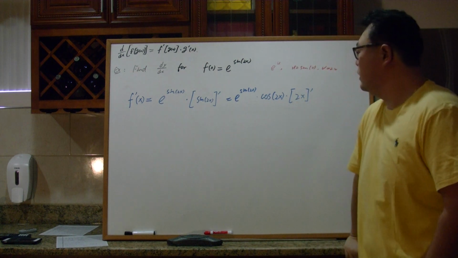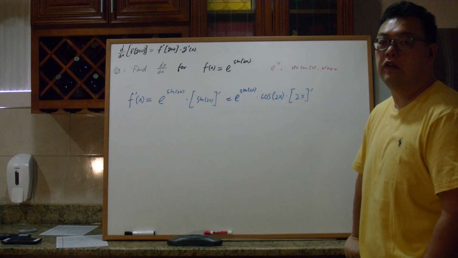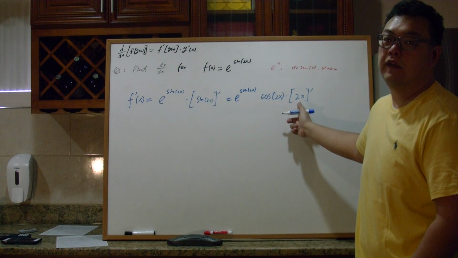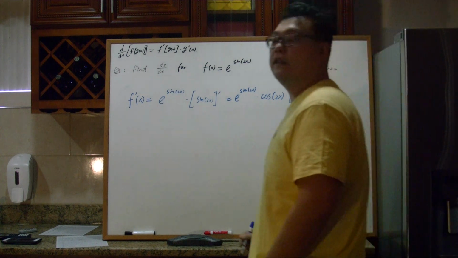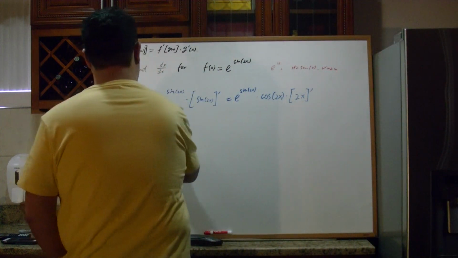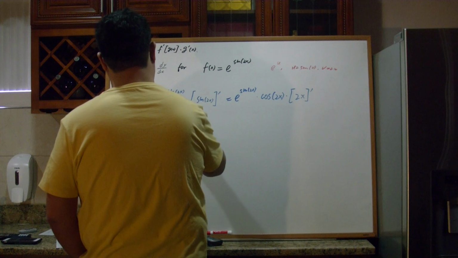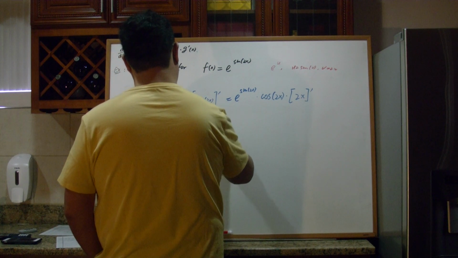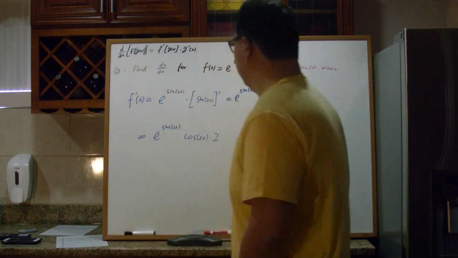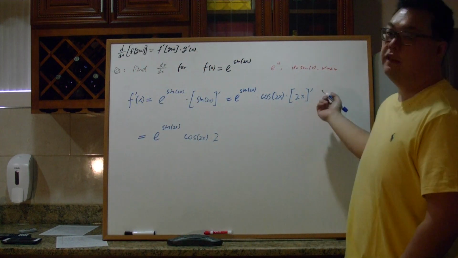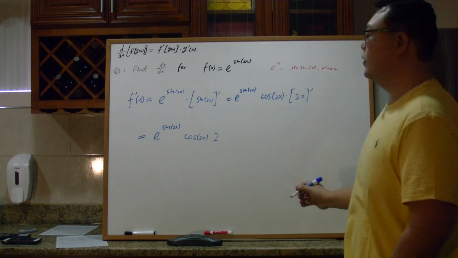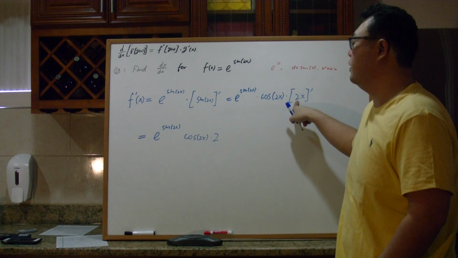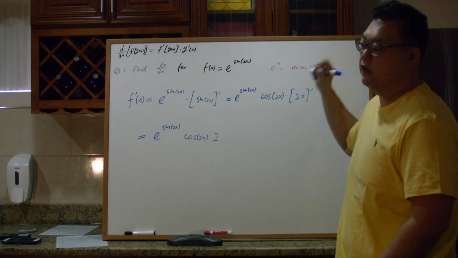But the variable of cosine is not x. The variable of cosine is also a function, which here is 2x. So what we'll get is e to the sine 2x, cosine 2x times 2. My derivative of 2x is just 2, right? Nothing else being composed. Here is not a composite function, but just a linear combination. It's a scalar of x.